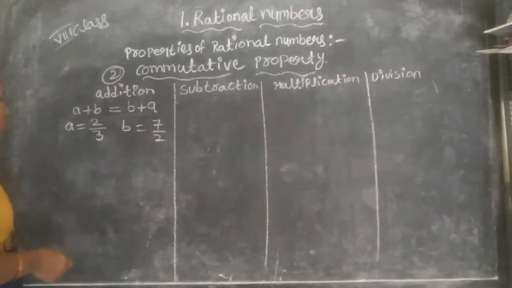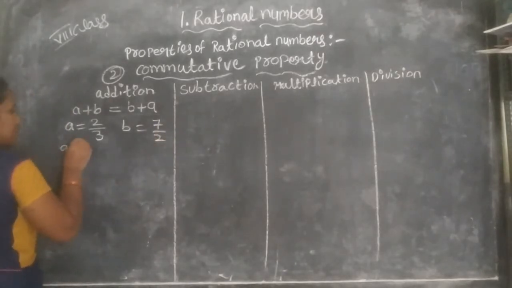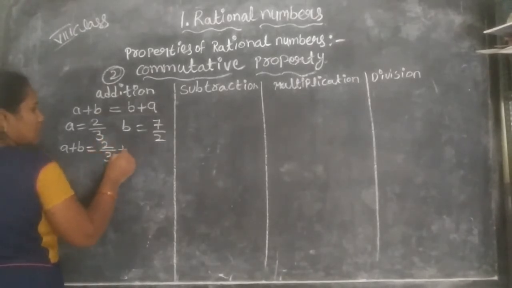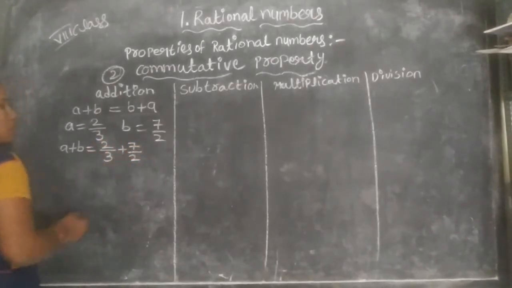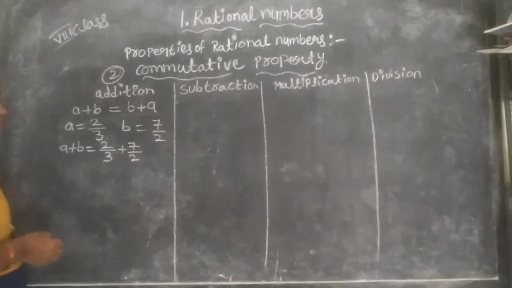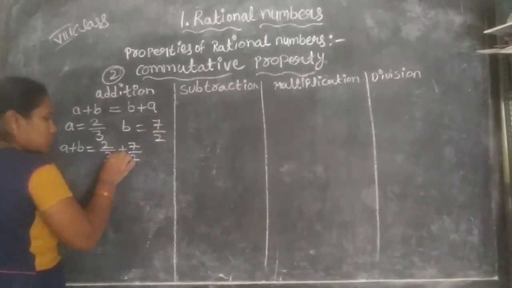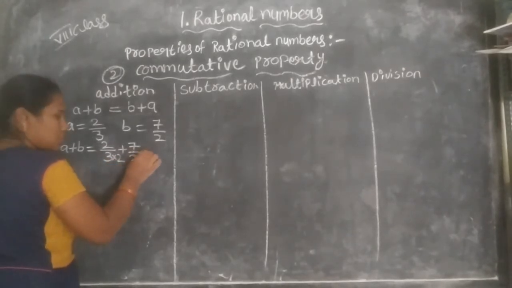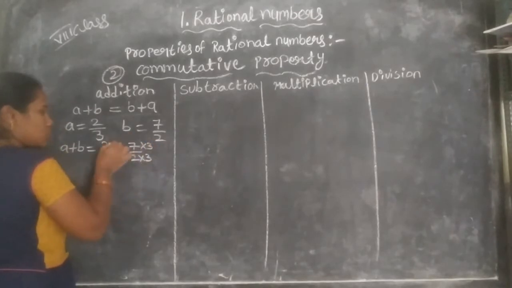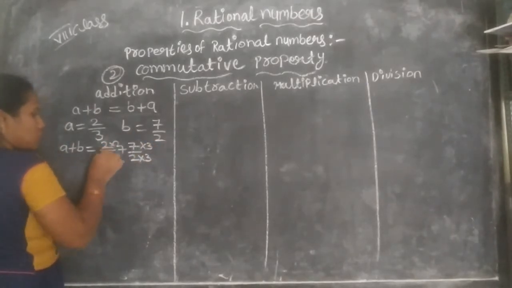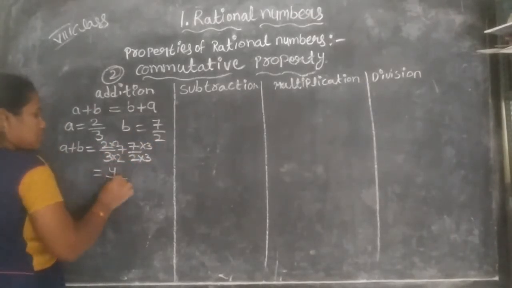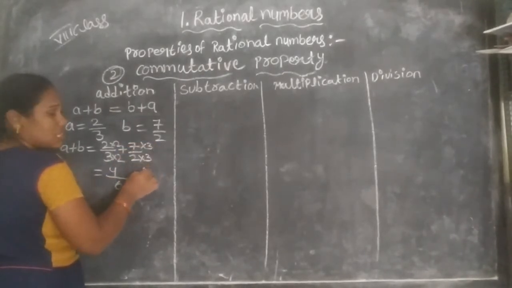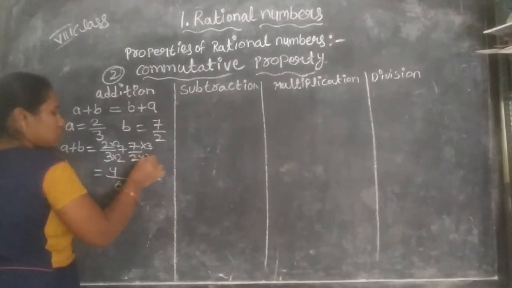So A plus B, 2 by 3 and 7 by 2. What do we have to do? We have to equalize the denominators first. So I am taking 2 here, because 3 into 2 is 6, and 2 into 3 is 6. Same number also for the numerator. So 2 2s are 4, 3 2s are 6, and 7 3s are 21, 2 3s are 6.